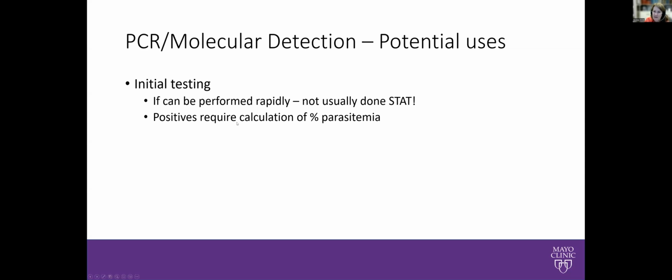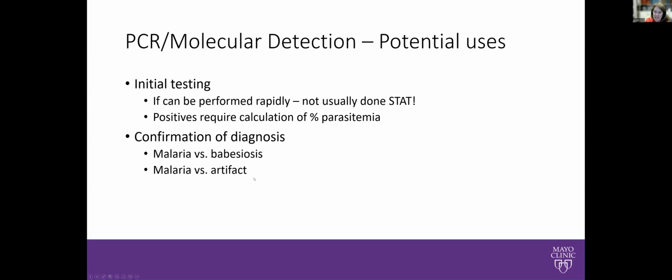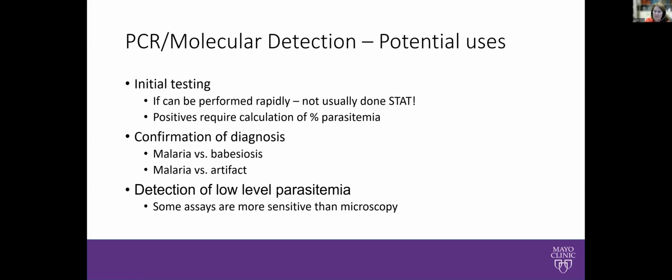And then also don't forget that you still need to calculate the percent parasitemia from the thin or sometimes the thick blood film. So instead, confirmation of a diagnosis is a common way to use this. Again, differentiating between malaria and babesia or malaria versus artifact. You could also detect patients that have very low levels of parasitemia, even lower than what can be detected by blood film. So if you're in an area where you're aiming for elimination and you want to detect every single last case with parasites, then PCR may be implemented.